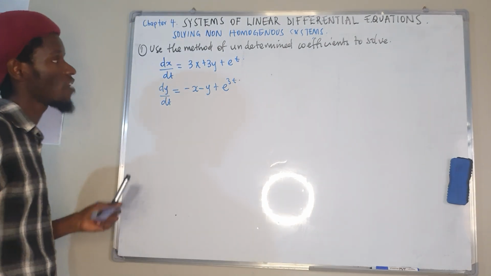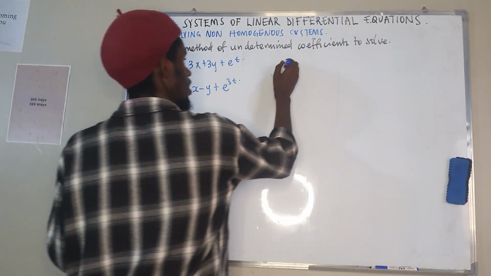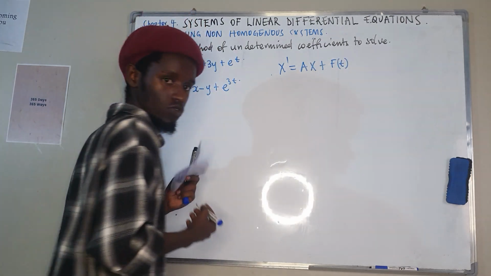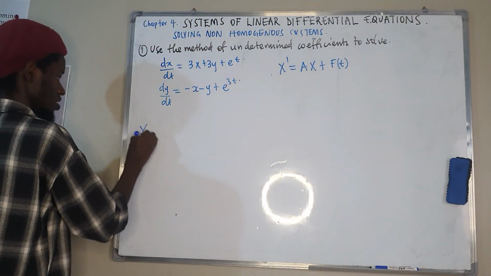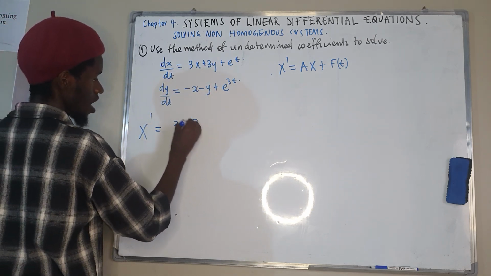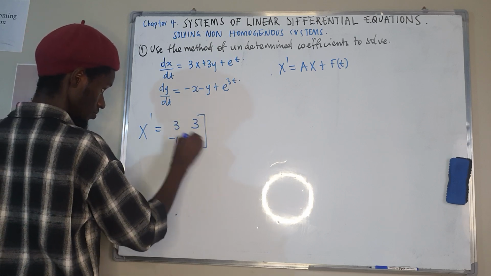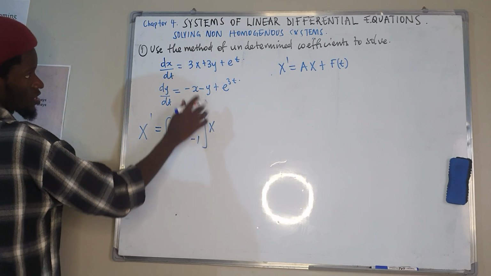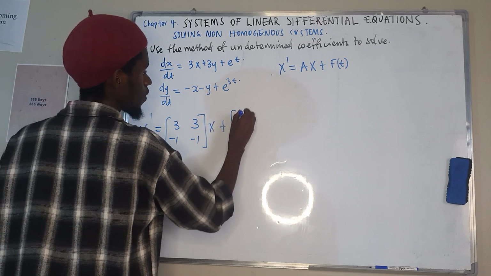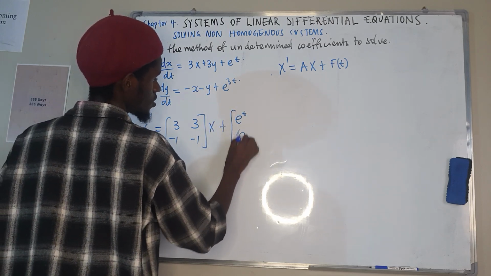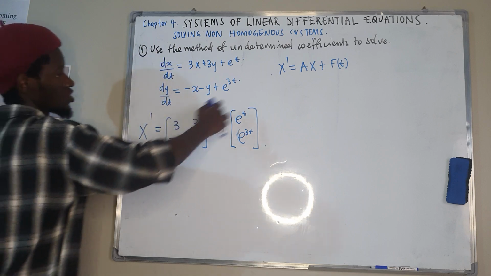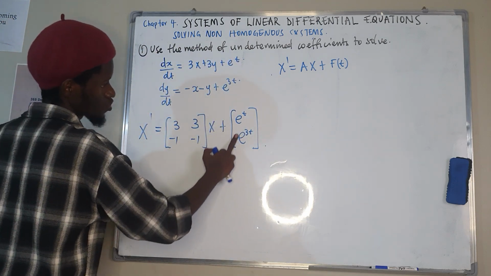The first thing we have to do is to first make our system to be in the format x prime equals Ax plus f of t. This is the first step. For me, from here, my x prime equals my A. I wrote the coefficients of x and y. I have 3 and 3 here, negative 1 and negative 1 here, times X, because this capital X is representing x and y. Then f of t should be e power t and then 3 e power 3t, this way. And this is what will be our equation. This system is reduced into this equation. Therefore, we can easily solve this equation now.